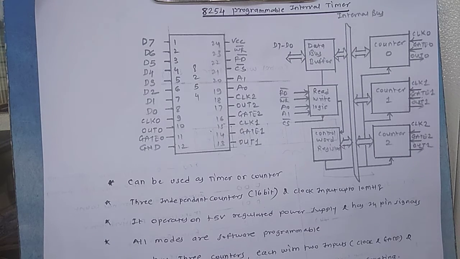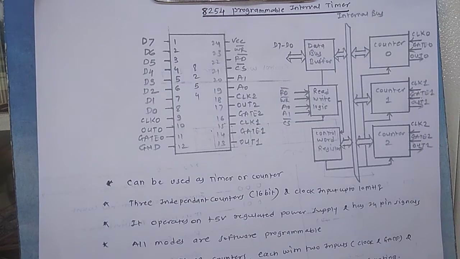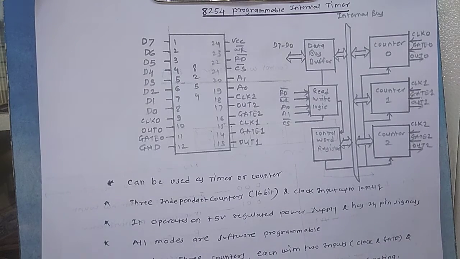Hello friends, today we are going to learn about the 8254 programmable interval timer. This programmable interval timer is used for generating fixed amounts of time delay or for counting external events that are happening in the outside world.